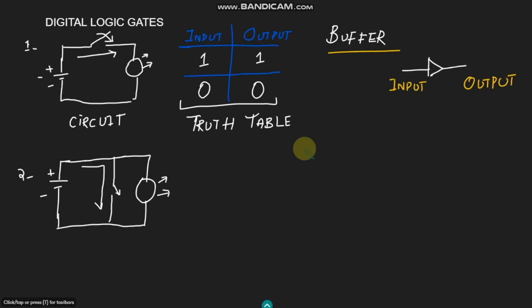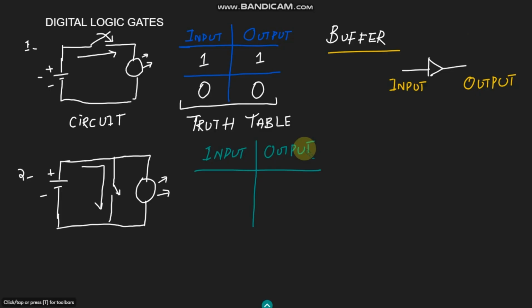Okay, so in order to write the truth table about it, what we have to do, let me write it by using this color. So the input we have here, and similarly the output here. So input is in the form of this switch.